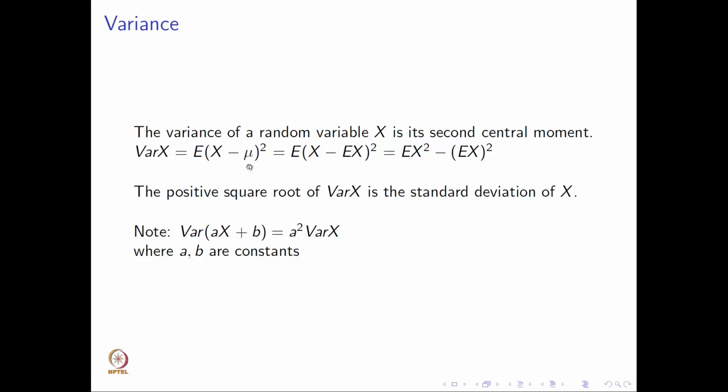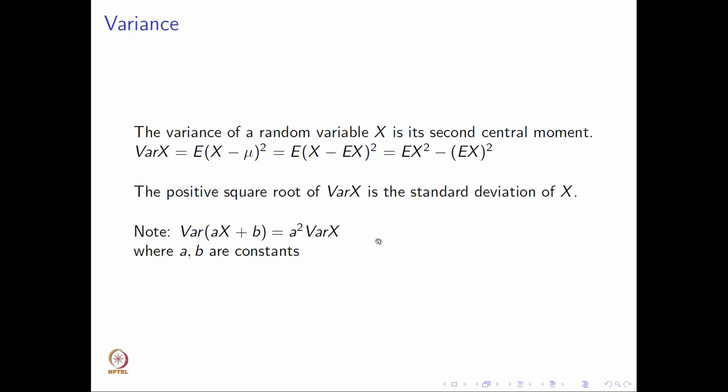Note that mu is just the first moment, so it can be replaced by expectation of x. Thus, we have variance of x is equal to expectation of x minus expectation of x whole square. By expanding this term and applying linearity of expectations, we will finally get variance of x equals expectation of x square minus square of the expectation of x. The positive square root of variance of x is the standard deviation of x.